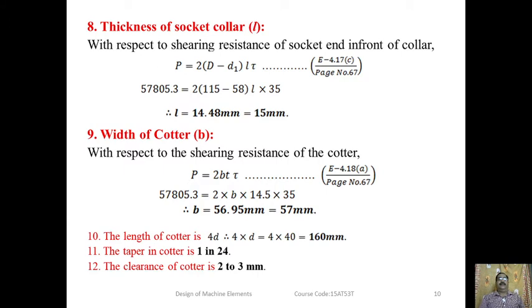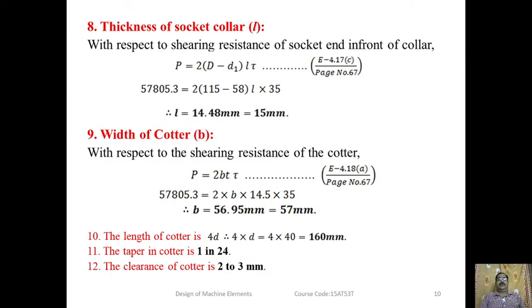Then the ninth step, width of quarter, small b. To calculate this, we have to use the equation 4.18a, again on page number 67, that is capital P is equal to 2 into b into t into tau.